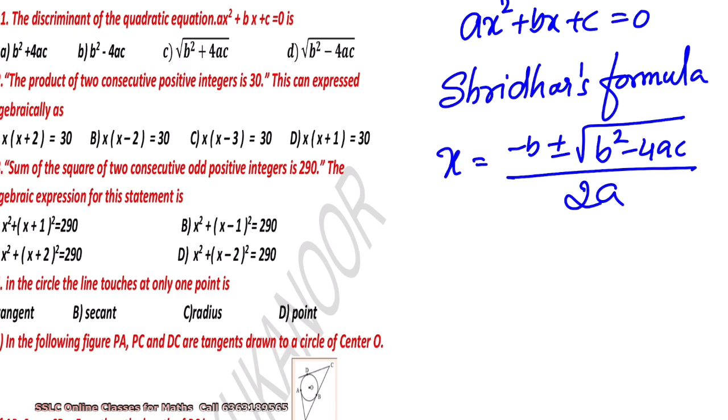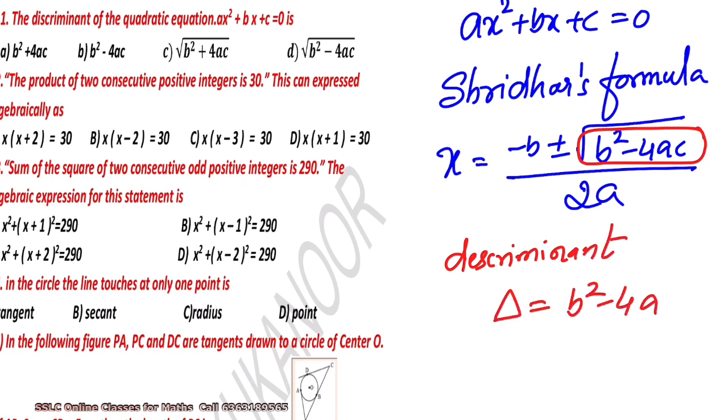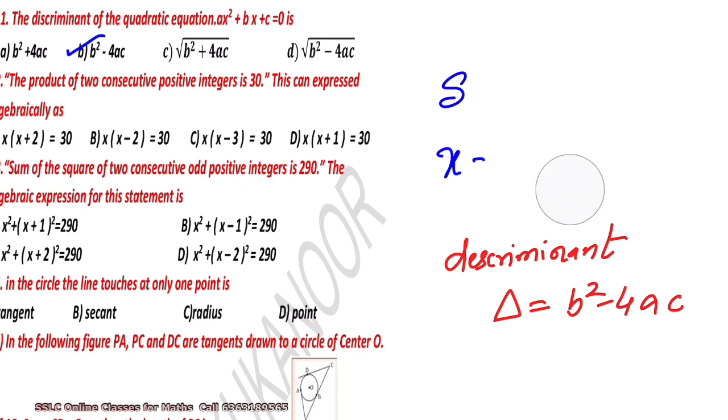So whatever the value inside the square root, that is the discriminant. We call it delta, b square minus 4ac. We don't consider the square root, we just use b square minus 4ac. So the answer is going to be b square minus 4ac. Hope this is understood.